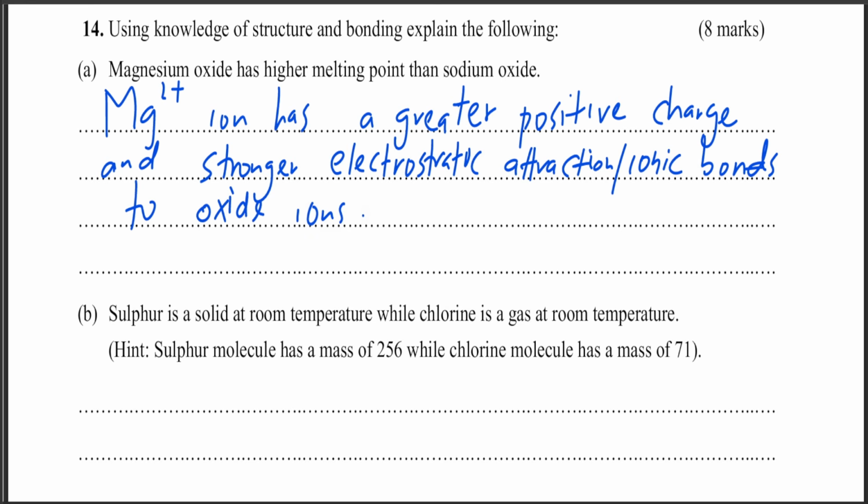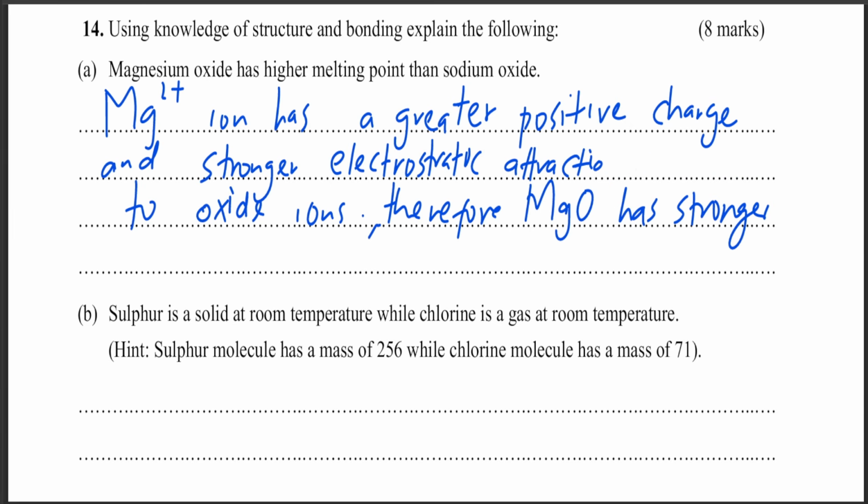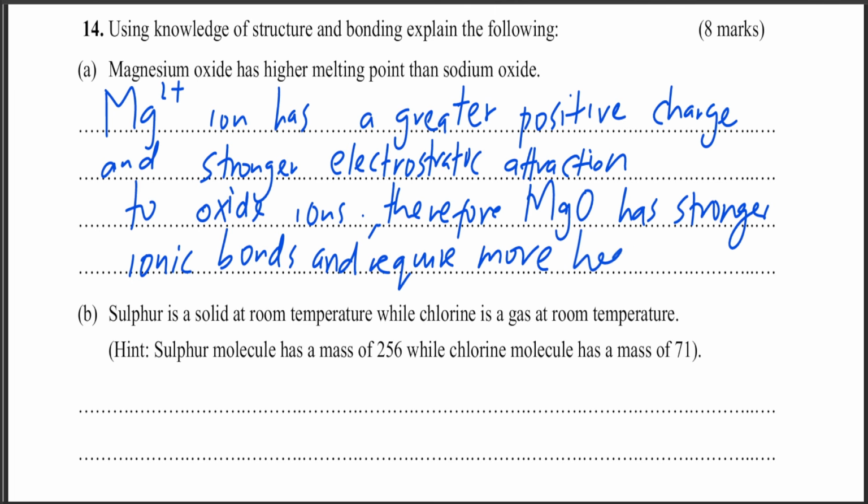But you also need to compare. What about sodium? Once you just write it like this, it is much easier. Sodium has a positive charge, and because magnesium has a greater positive charge, it has stronger electrostatic attraction to oxide ions. Therefore magnesium oxide has stronger ionic bonds and requires more heat energy to break them. That is why it has a higher melting point.